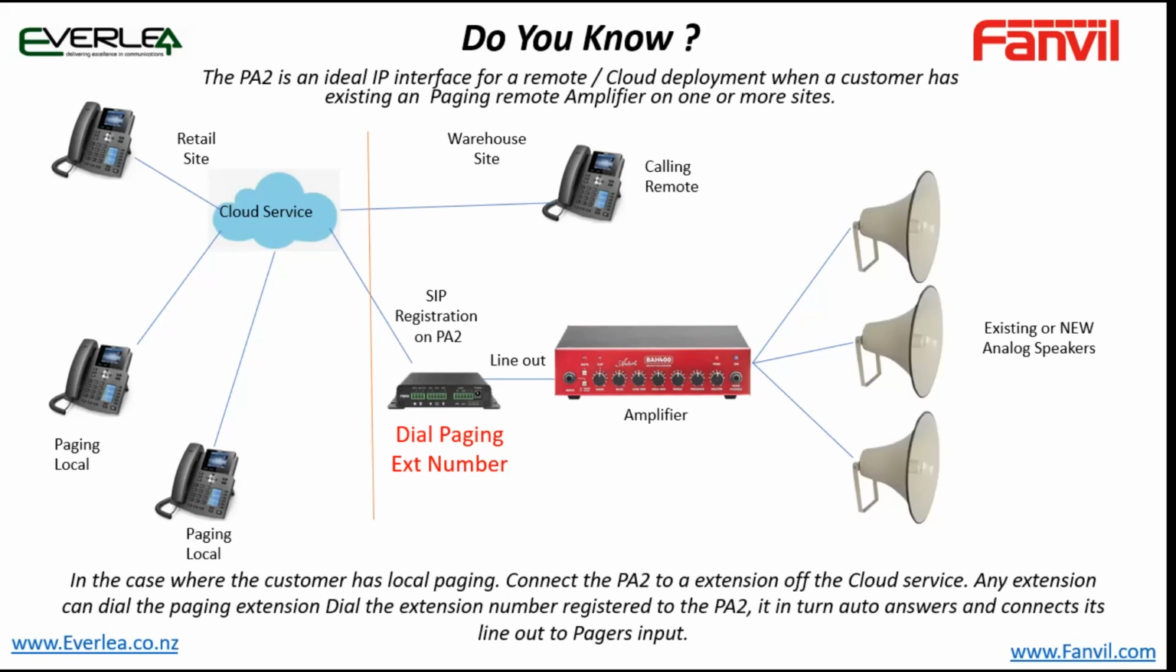In this case, the Fanvil PA2 will act as an interface by using a SIP registration from the cloud system to allow access to the existing paging amplifier. The use of the above SIP extension enables the paging amplifier to be used simply by dialing the SIP extension number of the PA2. The PA2 will answer the call and broadcast across the paging system.